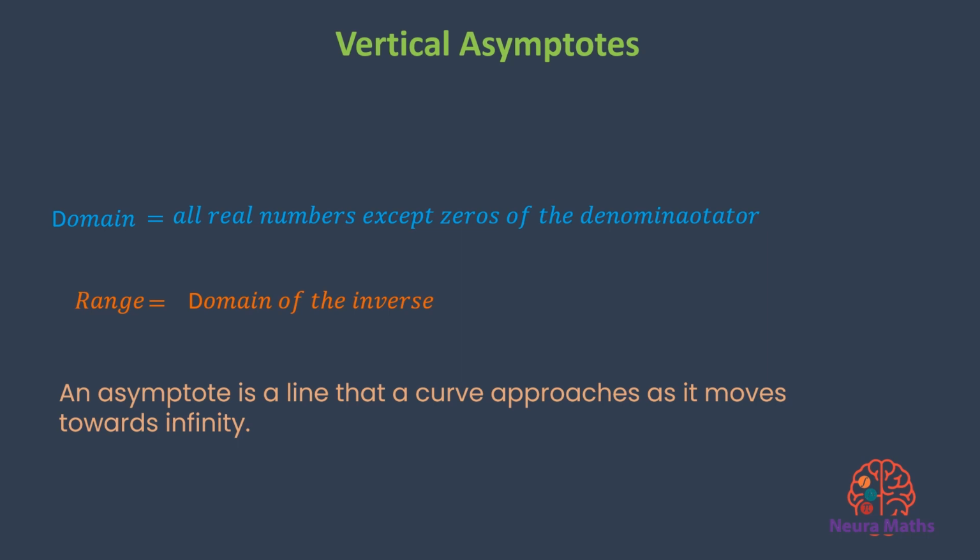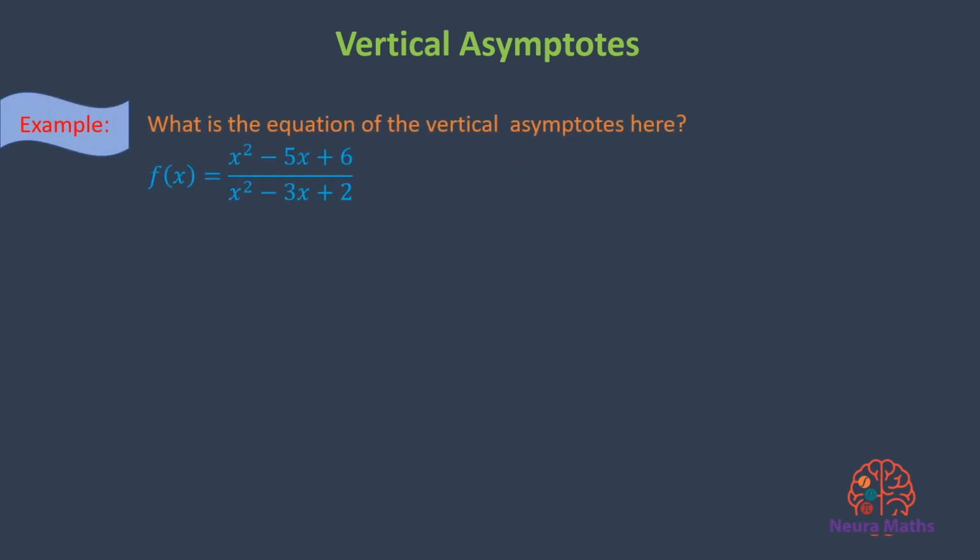To determine the vertical asymptote, we need to factor both the numerator and denominator. Let's have a look at this example. What are possible vertical asymptotes here? To find vertical asymptotes, we need to factor both the numerator and the denominator and see which factors are going to be removed or stay.